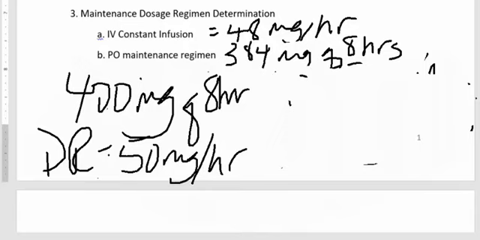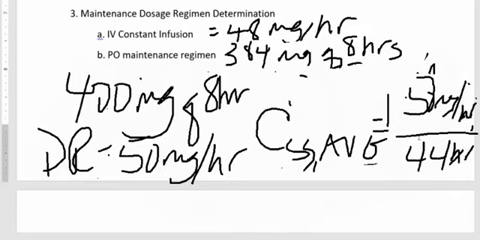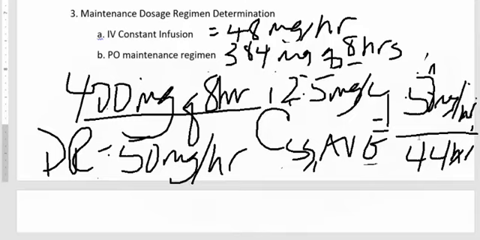Okay? So what CSS average do we expect to see if we're giving 50 milligrams per hour? What's our F? 1. What's our clearance? We're guessing that it's 4 liters per hour. So hours, that's going to give us milligrams per liter. So 50 divided by 4 is 12.5. So at 400 milligrams every 8 hours, we would expect 12.5 milligrams per liter for our CSS average, wouldn't we?